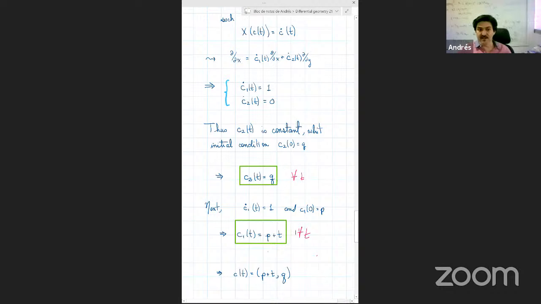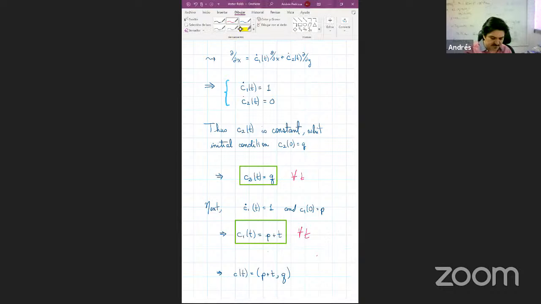At 0, it equals (p, q), and if you take the derivative, it's going to be d/dx, right? And let me put that here. Any questions?